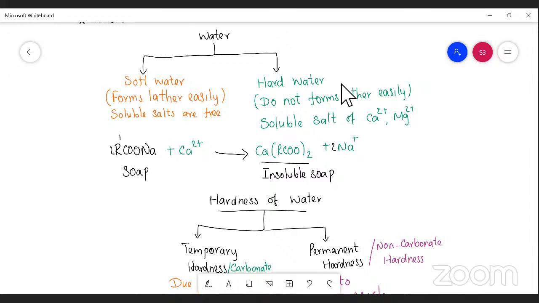Okay. What are the methods used to remove permanent hardness? Adding washing soda, and the ion exchange method. What is the formula for washing soda? Na2CO3. Sodium carbonate.